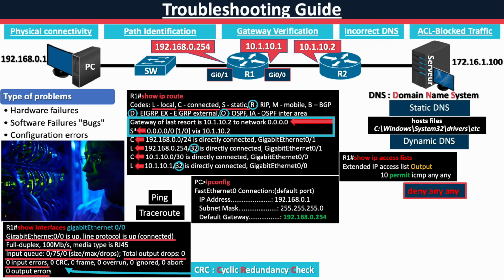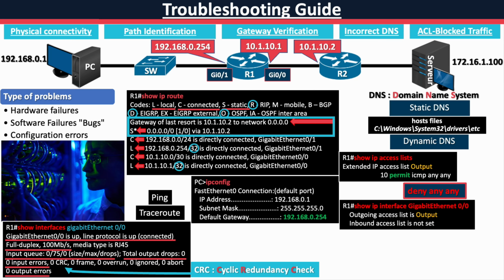Now, we have to see if this ACL is applied on one of the router's interfaces. To do this, we'll use the command show ip interface. Here, we see that the ACL, which is called output, has been configured on the GigabitEthernet 0/0 interface as the outgoing ACL of router 1. In order for the Telnet protocol to be allowed, an ACL entry must be added that allows the Telnet protocol and its port 23.